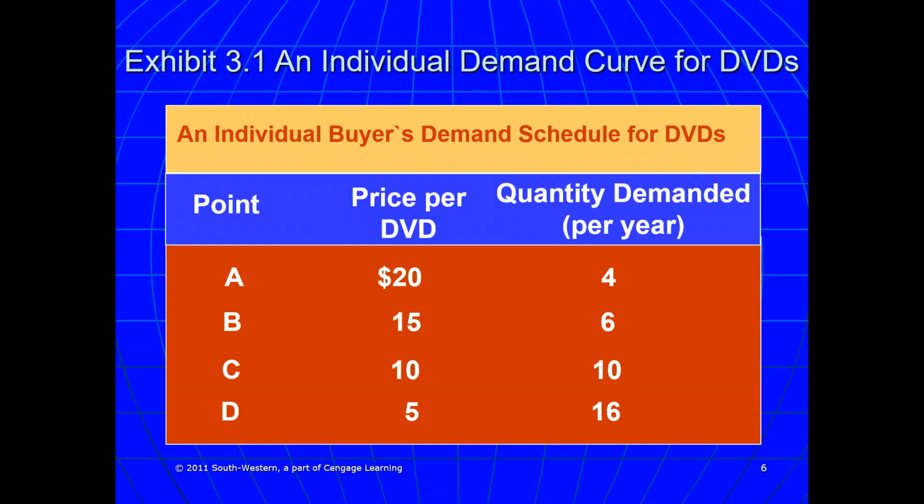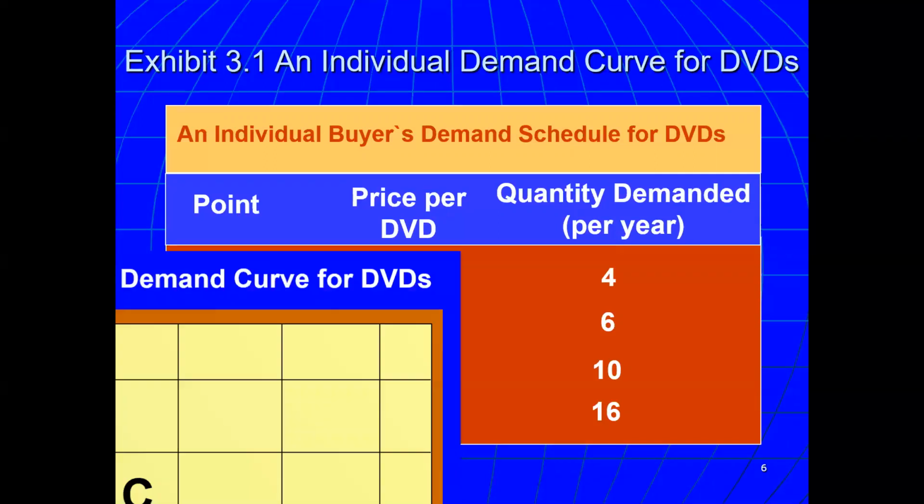So we're just going to pretend that a person, if faced with a DVD, if it was 20 bucks, they would buy 4. If it was on sale at 15 bucks, they would buy more. If it was 10 bucks, they would say, well, this is a great deal, I'll buy 10. And if they saw that it was only $5 per DVD, they would buy 16. So let's plot this data.